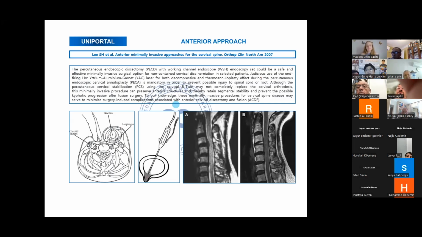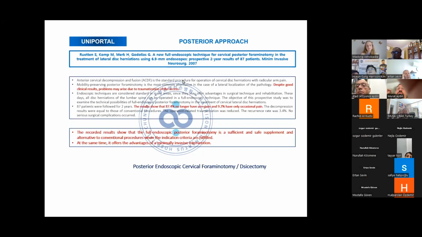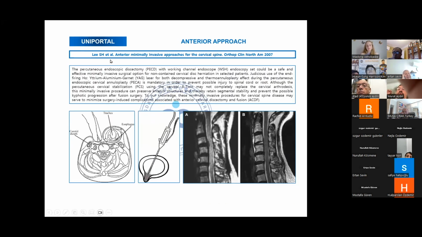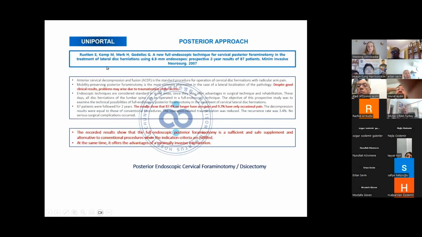But historically, the anterior approach started first. Do you know that this paper was written in 2007? Sang-Woo Lee wrote about the anterior approach, but at that time, in 2007, Dr. Ruetten was writing about the posterior approach. I mean that the histories of the anterior and posterior approaches are nearly similar, but at the initial time the anterior approach was more famous, and nowadays it has moved to the posterior approach.